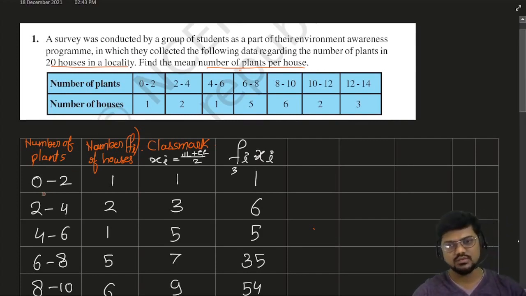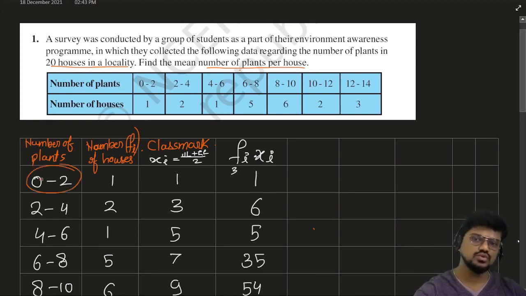We need to find the mean number of plants per house as per the given data, right? So what we will do, the number of plants they have given from 0 to 2, 2 to 4 like that, we have to find the middle value of this. So we'll find the class mark. How will you find the class mark? Add both of them and divide by 2. So what do you get? That's your class mark, and that is given by xi.